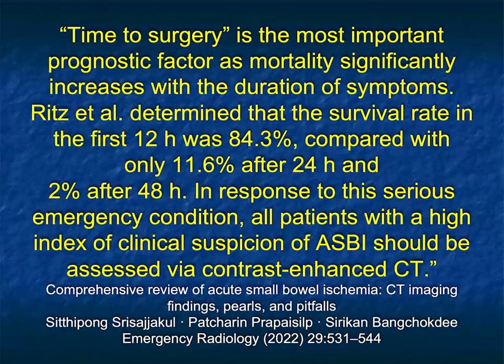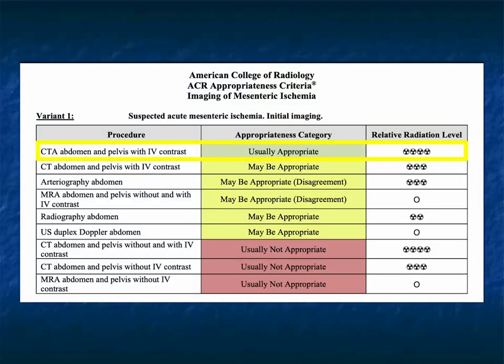Time to surgery is the most important prognostic factor, as mortality increases with the duration of symptoms. Ritz determined that the survival rate in the first 12 hours was 84%, compared with only 11.6% after 24 hours and 2% at 48 hours. You can see high clinical suspicion. You need CT, and CT needs to be very specific as to whether or not the patient has obstruction.